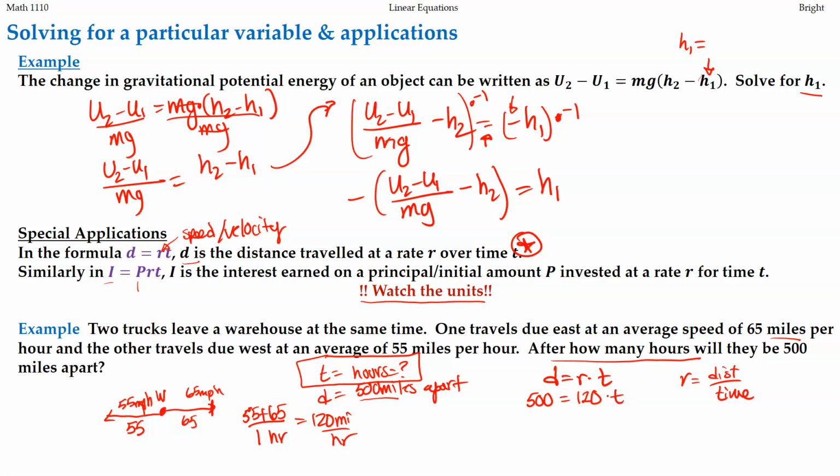And then I just need to double check again the units. Am I okay with units? 500 is in miles, this is miles per hour. If I work with this, it is going to give me hours, so I'm going to be golden. Okay, solve for t: 500 divided by 120. Doing the math here, I got like 4.16 repeating hours. Okay, so now this is good.